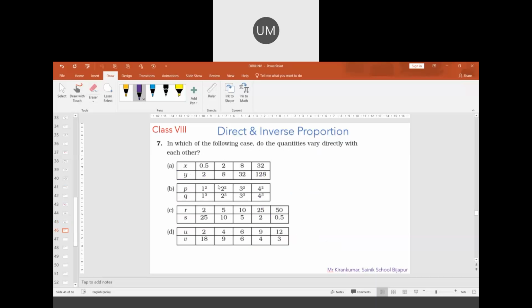Next one: in which of the following cases do the quantities vary directly with each other? So here we need to keenly observe the x and y values, p and q values, r and s values, u and v values. Then we have to identify.